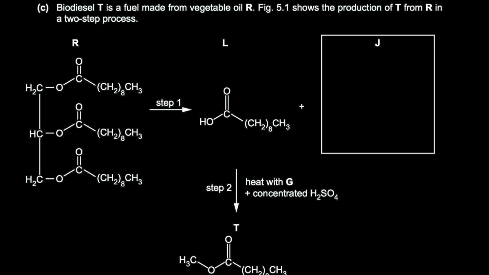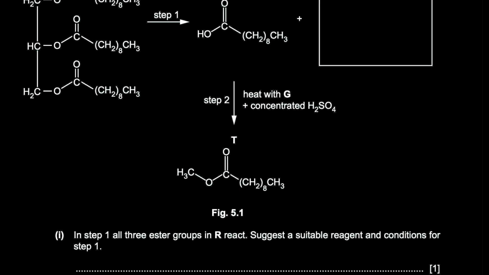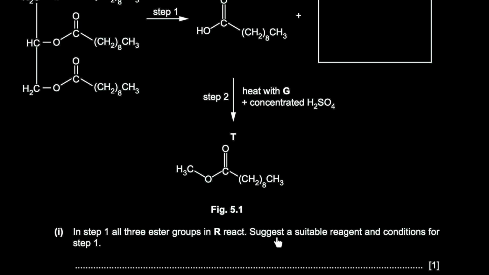Biodiesel T is a fuel made from vegetable oil R. Figure 5.1 shows the production of T from R in a two-step process. In step 1, all three ester groups in R react. Suggest a suitable reagent and conditions for step 1.